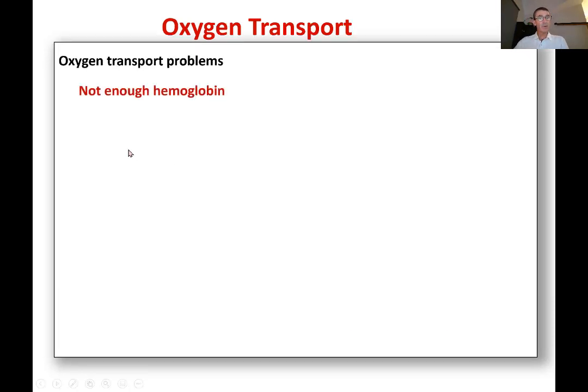Oxygen transport problems, so there may not be enough hemoglobin, and you'll see that when you look at some of the anemia problems in this unit. You may have dysfunctional hemoglobin, where you've got enough hemoglobin, but it's not able to bind the oxygen properly. And again, you'll see those when you look at the anemia patients in this unit.